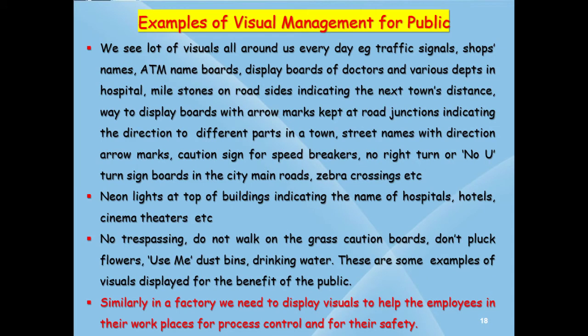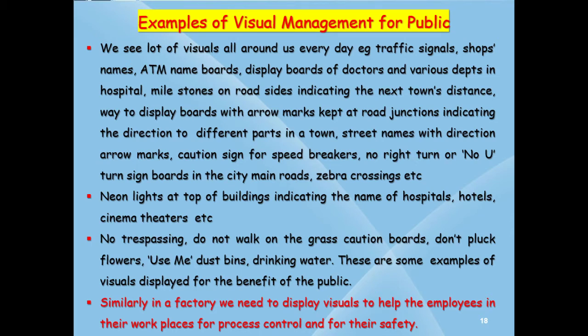Let's see some examples of visual management we see in our public life. We see a lot of visuals like traffic signals, shop names, ATM name boards, display boards of doctors and various departments in the hospitals, milestones on the highways, way boards indicating the places in town, street names, traffic caution signs like no right turn, no U-turn, zebra crossings, etc.